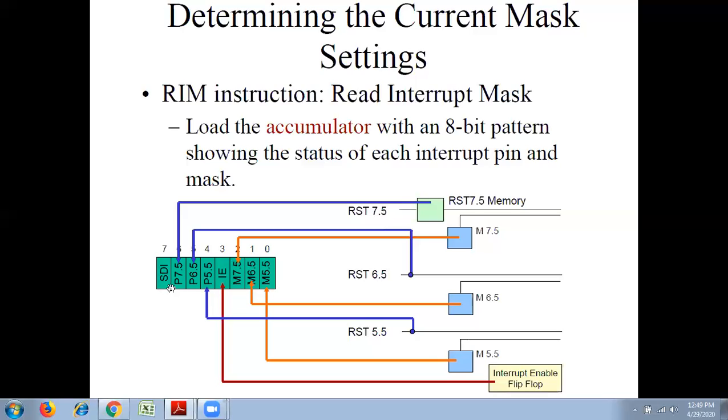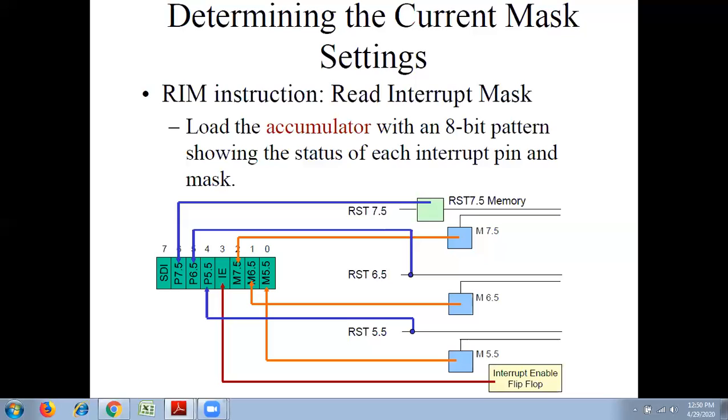Now the last one, for serial data input. This particular bit is connected with the SID pin of the 8085 microprocessor. Whatever is present on that SID pin of the 8085, either a 0 or 1, will be copied here. So this is all about the 8 bits of the accumulator. When the RIM instruction is applied in a program, these different bit patterns from the different portions will be loaded into the accumulator.